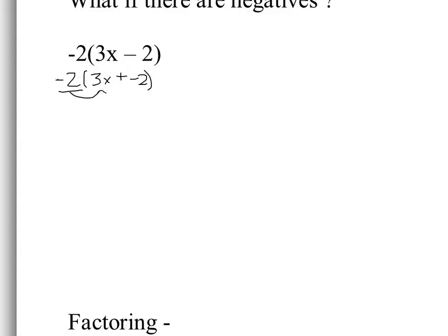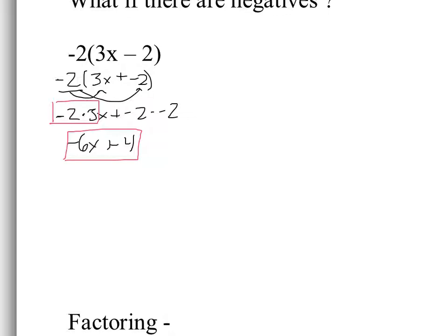Now we have a negative that we're distributing in, so we think about this as negative 2 times 3x plus negative 2 times negative 2. So when we're simplifying over here, negative 2 times 3, that's going to be a negative times a positive. It's negative 6x. And negative 2 times negative 2 should be positive 4. So we get negative 6x plus 4.